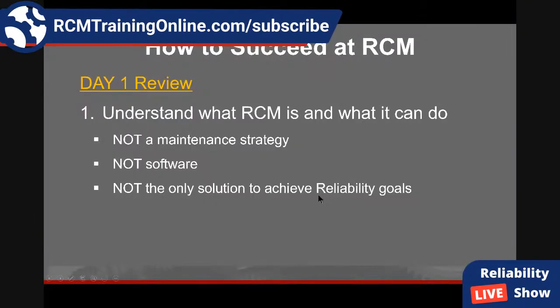Okay. So on Tuesday, just to quickly recap, on day one, we talked about understanding what reliability-centered maintenance is and what it can do, right? And we talked about the three nots: reliability-centered maintenance is not a maintenance strategy, it's not software, and it's not the only solution to achieve reliability goals, right? I want to make sure everyone is clear on that. So it's not a maintenance strategy, it's not software, and it's not the only solution to achieve reliability goals.